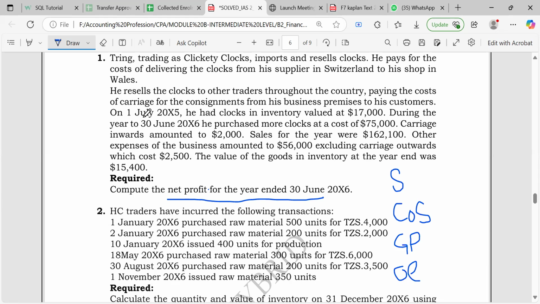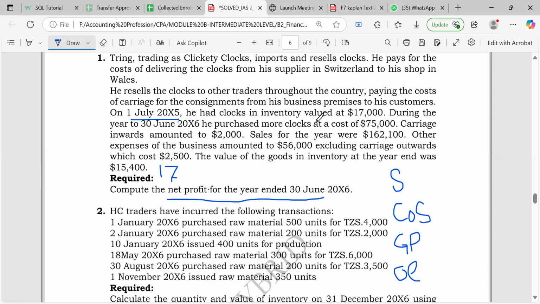On 1st July 20x5, the beginning of the year, and the year ends at 30 June 2026, he had clocks in inventory valued at 17,000. So that was the opening inventory. I hope you know how to get the cost of sales. You take the opening inventory, which is how much? 17,000, you are right. Let me write 17 here.